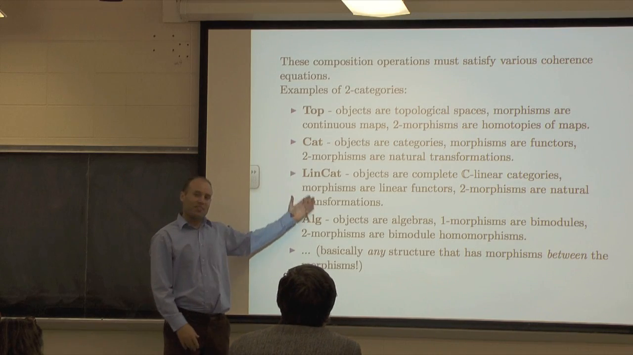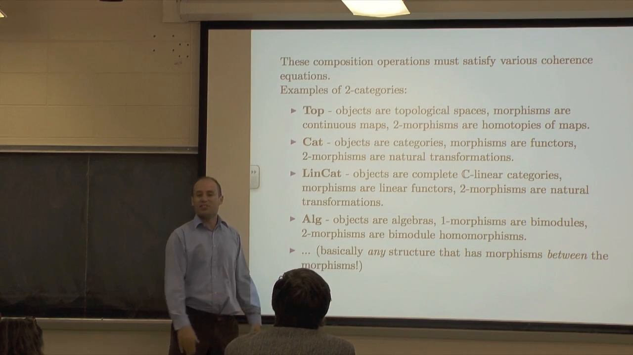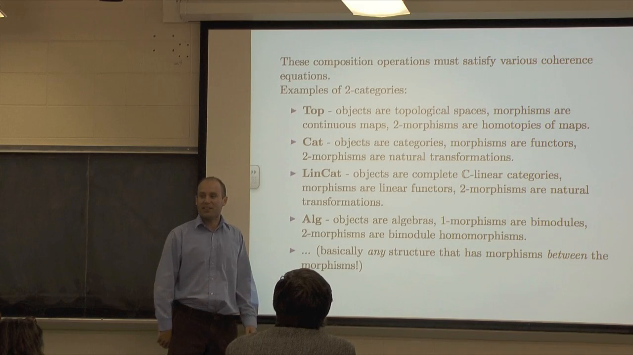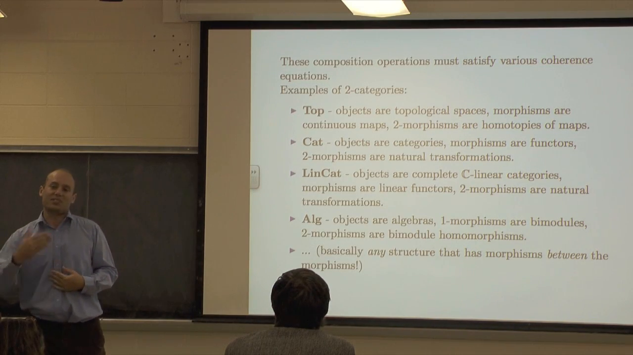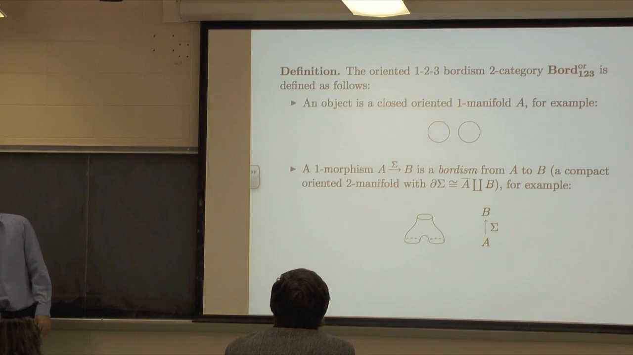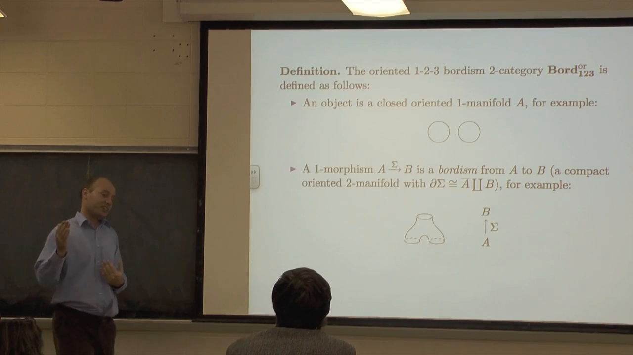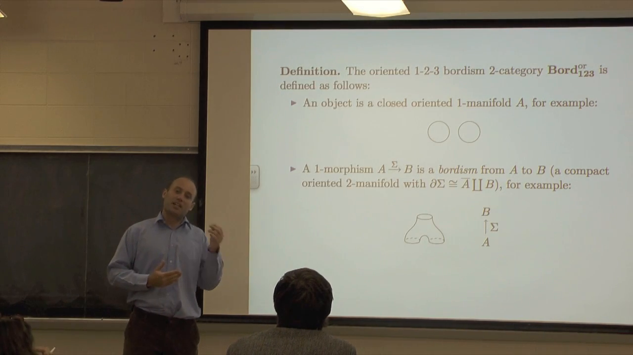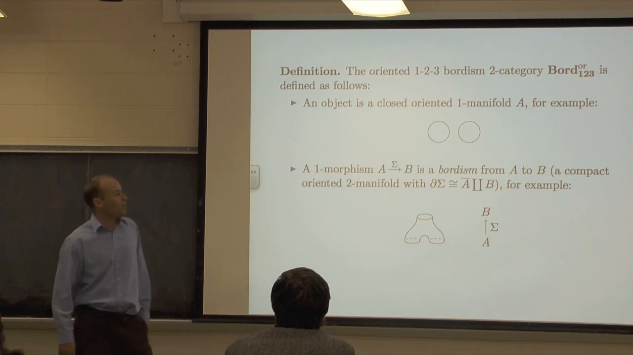And just think of any of your favorite structures that has morphisms between the morphisms. Generally, it'll form a two category. Chain complexes is another one. Objects are chain complexes, morphisms are maps of chain complexes. Two morphisms are homotopies of maps of chain complexes. I shouldn't stop there. I should go on to infinity, and that's what Lurie does. But I'm just dealing with the old-fashioned way of doing it.